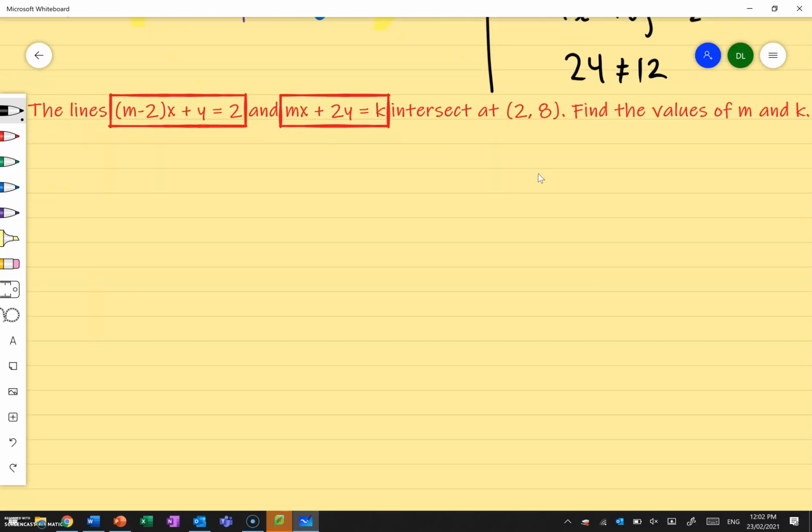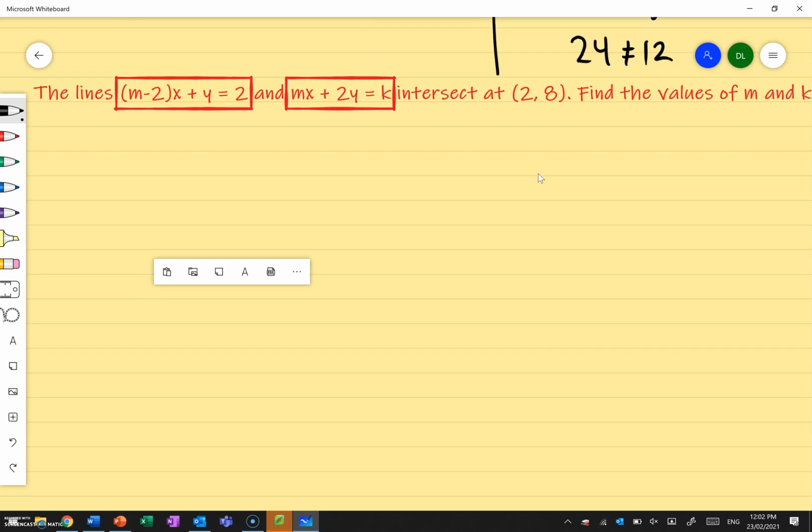All right, let's do the last question over here. The lines m take away 2, x plus y equals 2, and mx plus 2y equals k intersect at 2H. Remember, what does the intersection tell me? Perfect. It tells me where they meet. In this case, it's where x and y will be. So now I'm looking at finding the values of m and k.